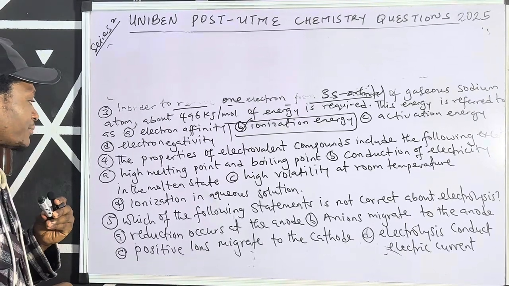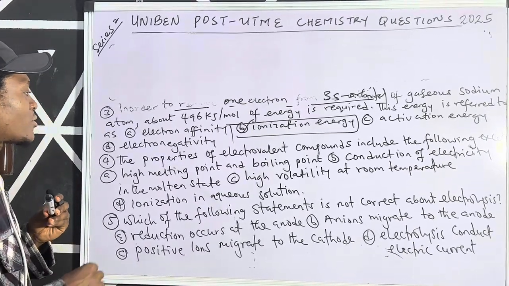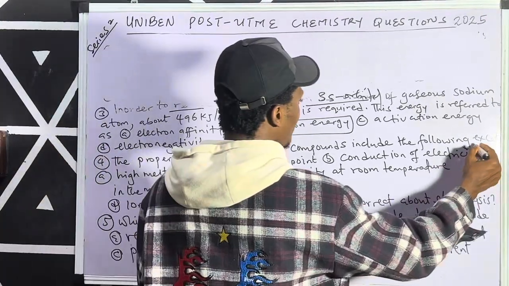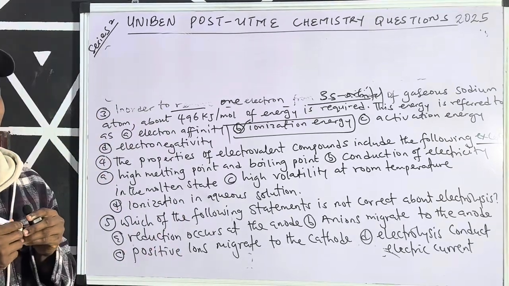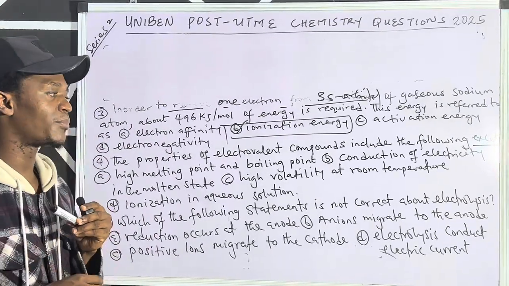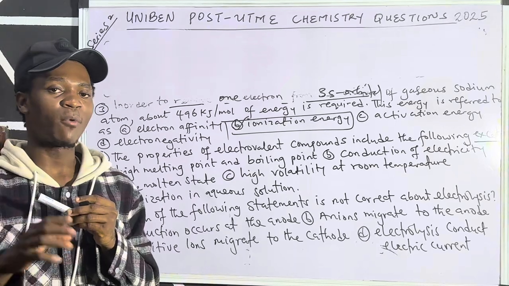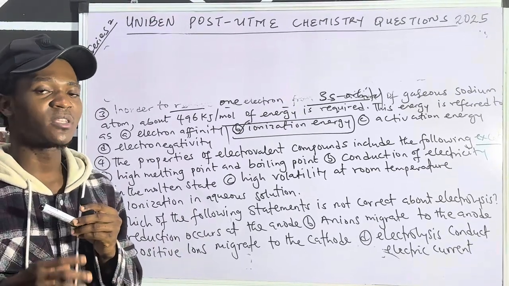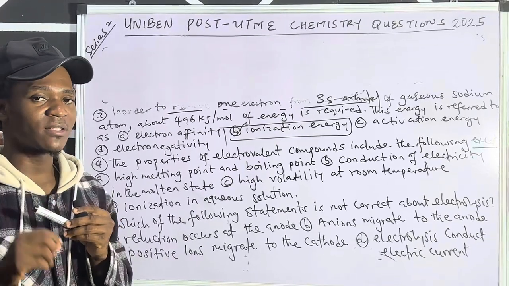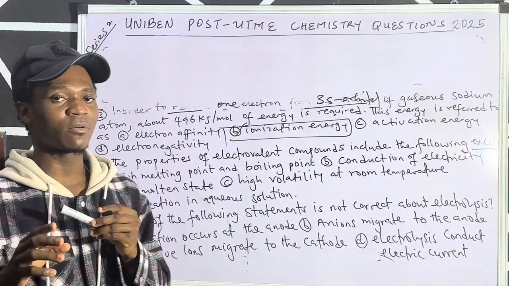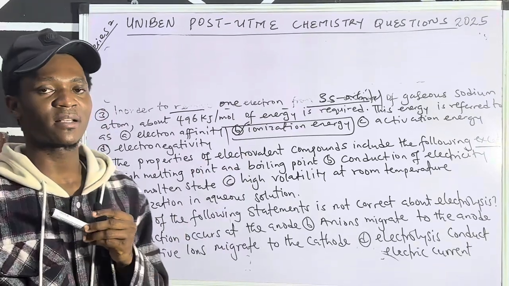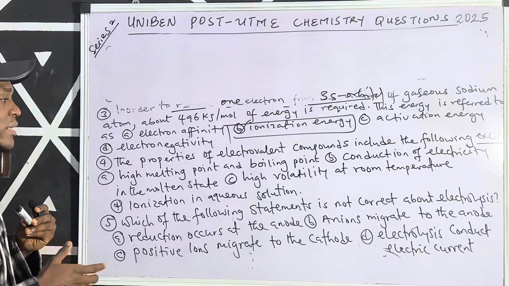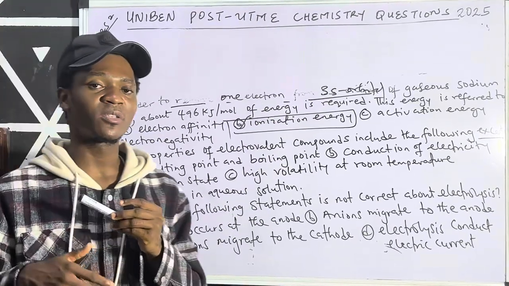So question 4. In question 4, the properties of electrovalent compounds include the following except, meaning that amongst these four options, you must understand questions before attempting them. What they are asking here is that among the four options given, three of them are properties of electrovalent compounds. Only one is not. So that one that is not automatically becomes the answer. That was the reason why they ended that statement with except. So let's check. A, high melting point and boiling point. That is a property of electrovalent compounds.